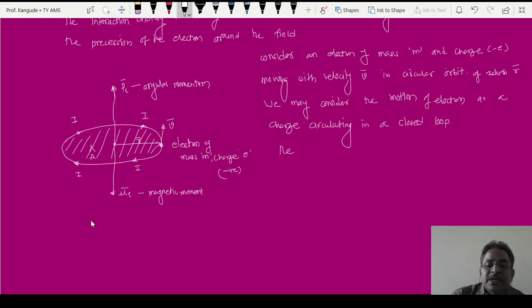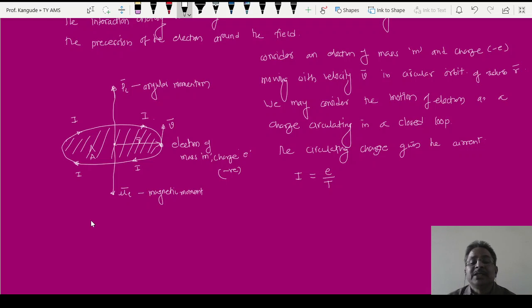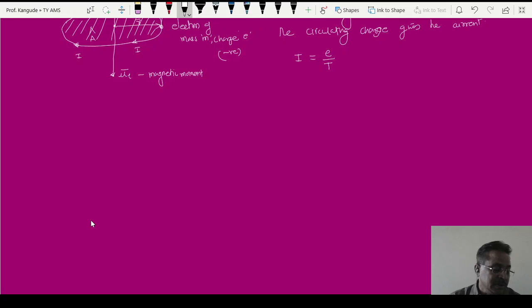Okay, and therefore the circulating charge, from electrodynamics, gives the current. This is a very simple definition. Current is given by I is equal to charge per unit time, the period T required to complete one such rotation. How much time is required for one rotation? So charge per unit time gives you current. So I am using this definition: e upon T is the current in this circulating loop, I is equal to this, where this capital T is the period of revolution, which has dimension of time.